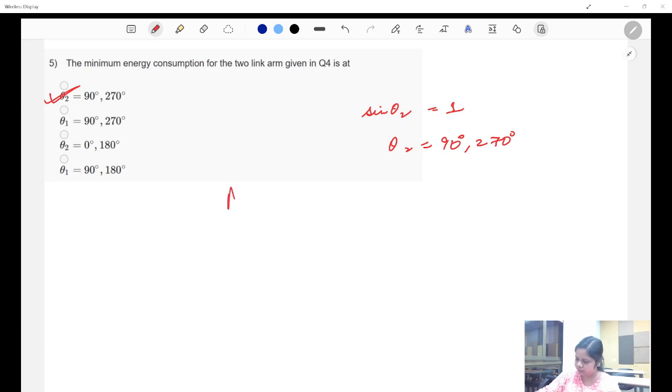This is your minimum energy configuration.